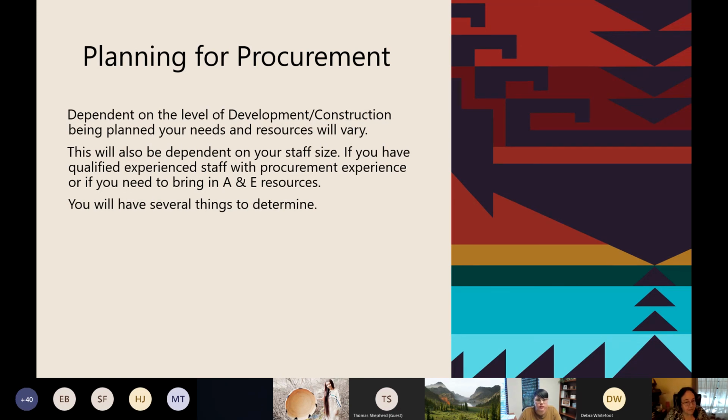This is going to be dependent on your staff size. If you have qualified, experienced staff with procurement experience, or if you need to bring in your architect and your engineer, when you're at a small housing authority, hire those people that know what they're doing. There's no shame in that. Get them on board as soon as you can. Make sure that they're procured properly, and then you have an expert that'll help you. Procurement is not something you gamble with.